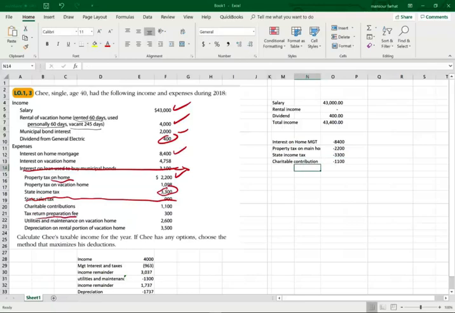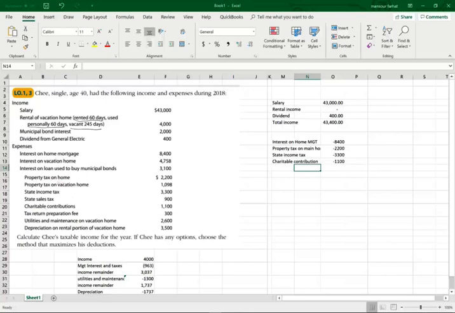Tax preparation fee is a miscellaneous itemized deduction that's no longer allowed under the Tax Cuts and Jobs Act. That's out. Utilities and maintenance, we already took half and the other half is not usable because it's personal. Depreciation on rental property, we already took care of that. So now all we have left really is the interest and the property taxes on the mortgage from the rental property.